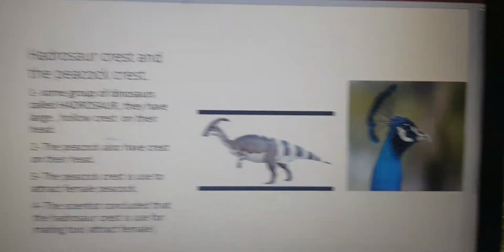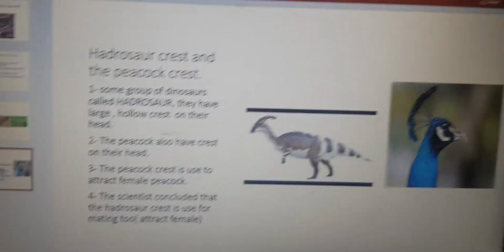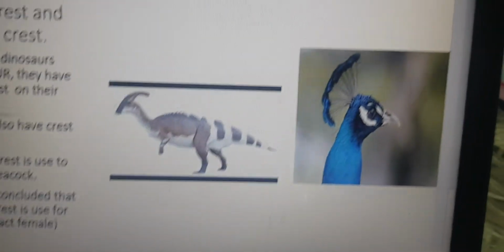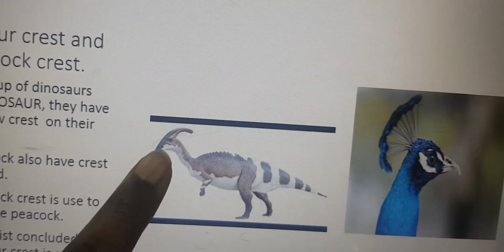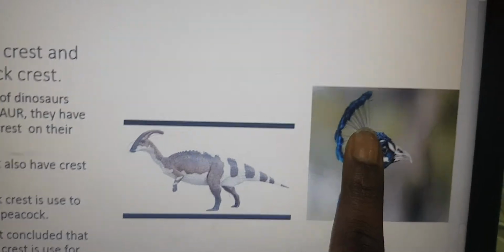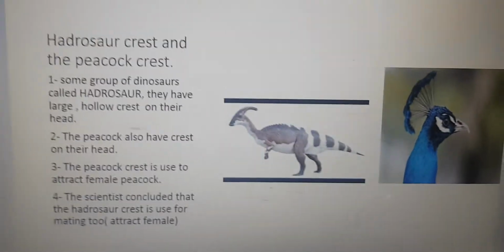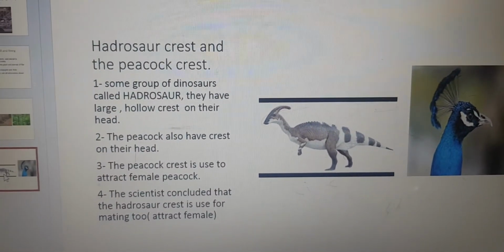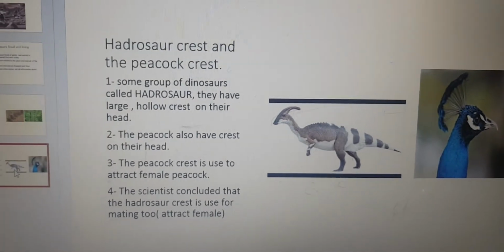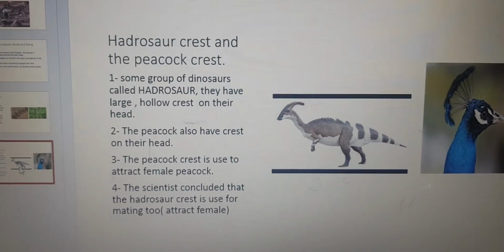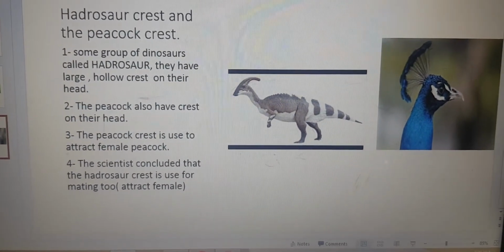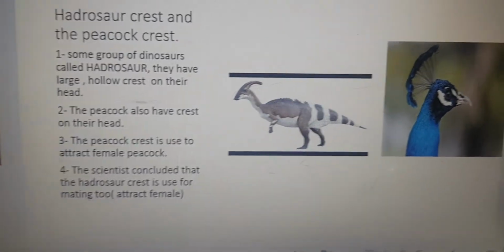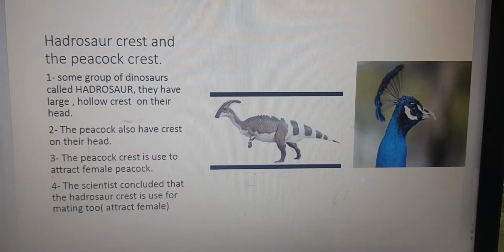Now the next one is the hadrosaur and the peacock. These two animals have a crest on their head. What is the crest? That thing on their head you're seeing. Let me touch it. See, this is on the hadrosaur and this is on the peacock. So any dinosaur that has a crest on its head is called a hadrosaur. Don't forget, I told you that we have different groups of dinosaurs. So the one we're looking at today is the hadrosaur, because it has a hollow crest on its head, which Nuruddin told us today.